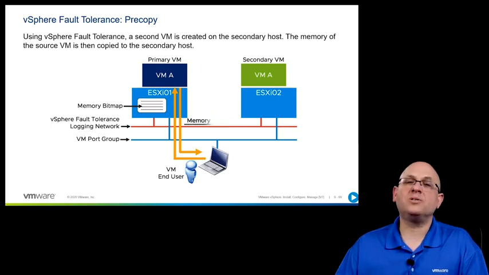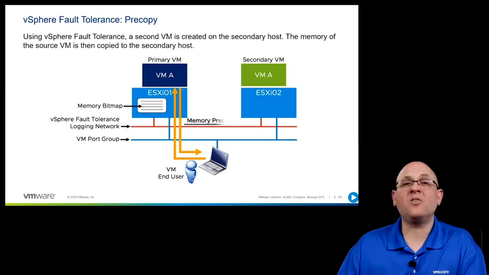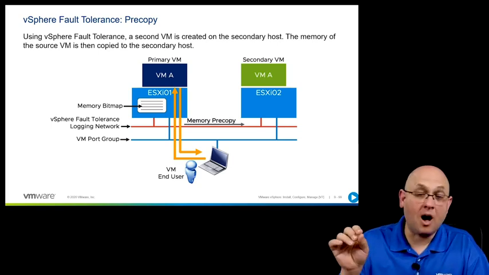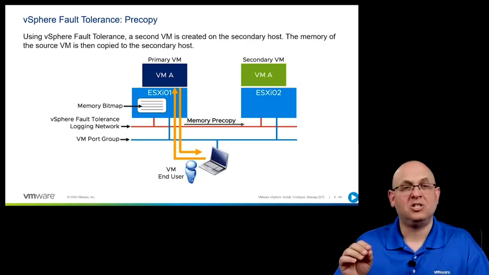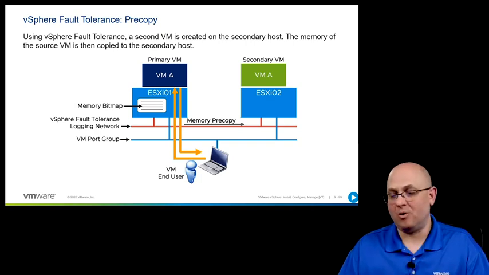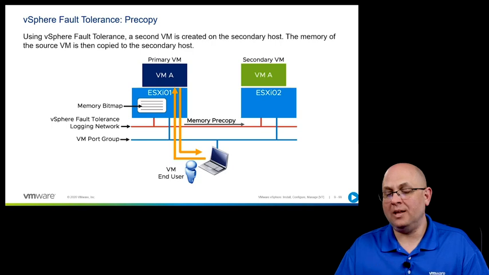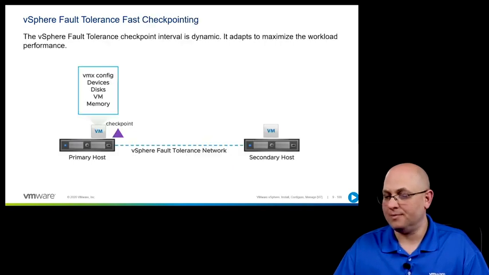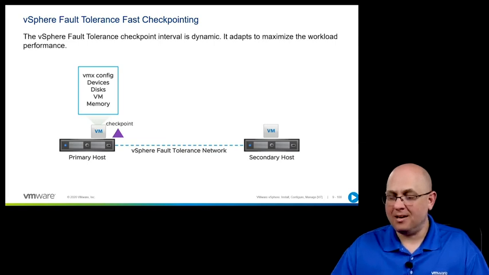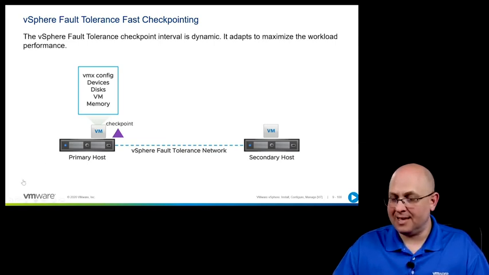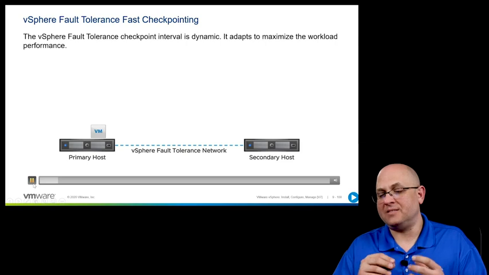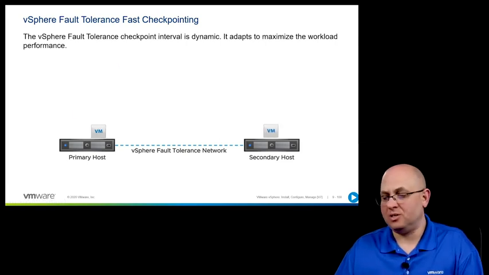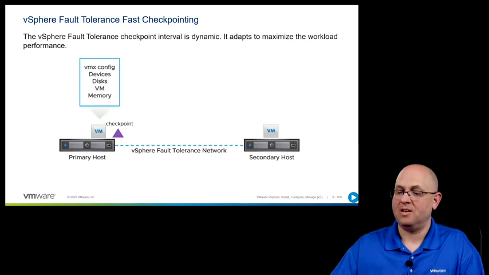Now, this occurs not over the vMotion network, but over a new set of VMkernel ports that we create with the fault tolerance logging checkbox enabled on those VMkernel ports. Okay? So it really is a separate set of VMkernel ports that we create here. So then, when memory changes and things like that, we execute this fast checkpointing, copying the memory from one host to another. Okay?